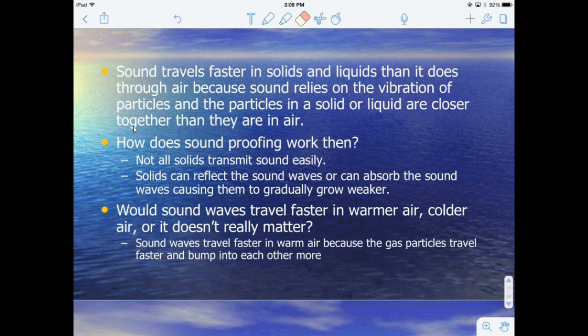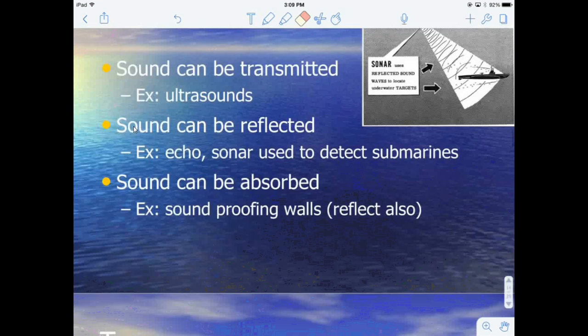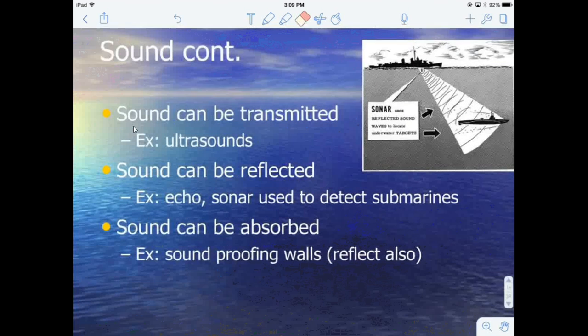That's where that thing is. Count how long it takes, and if it's however many seconds away you are, that's how many miles away you are. Anyway, sound waves can be transmitted.